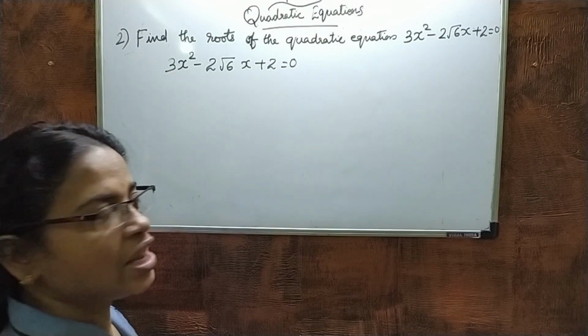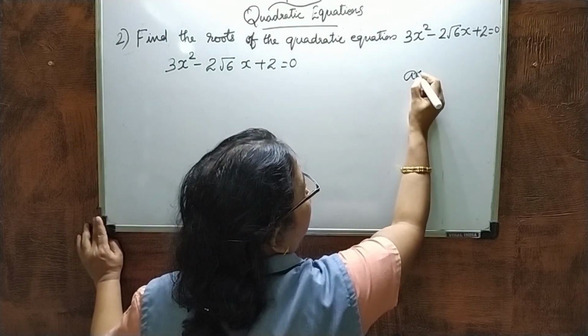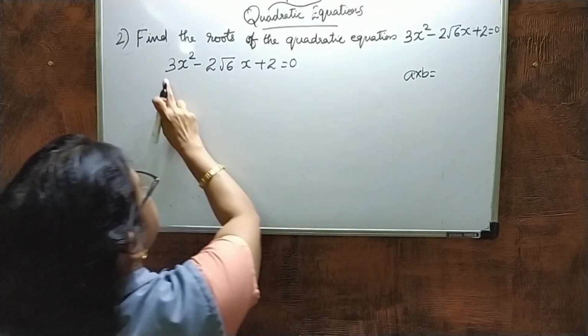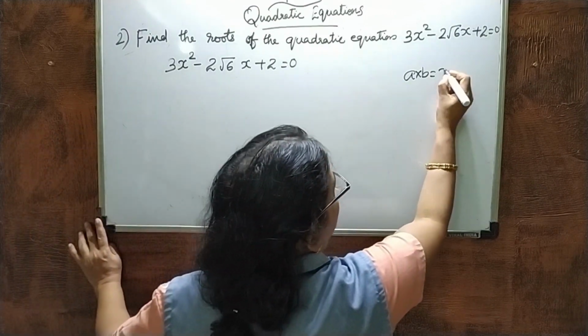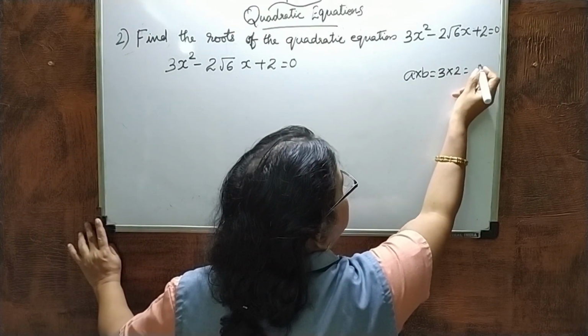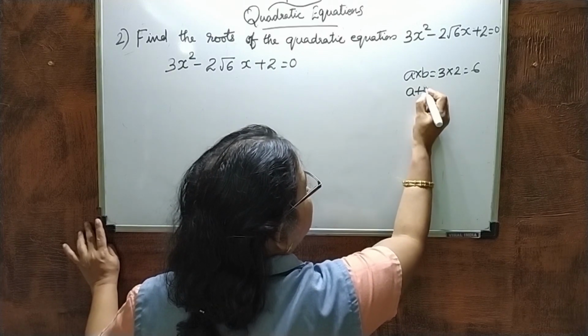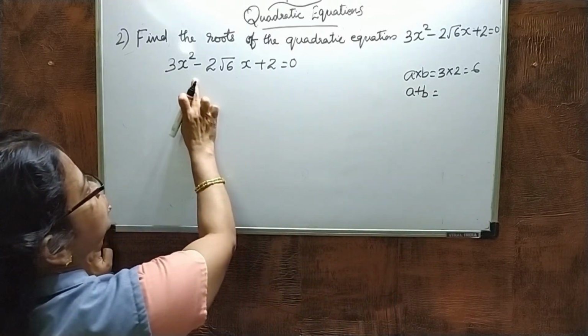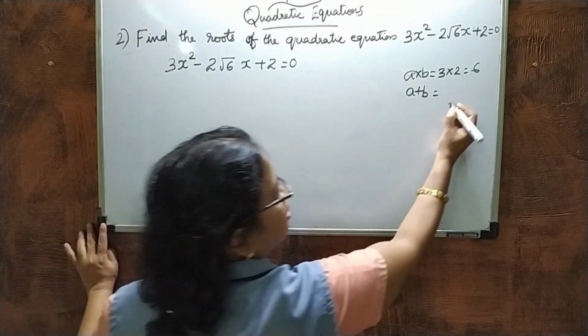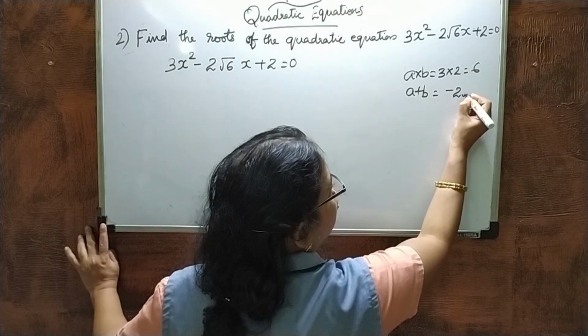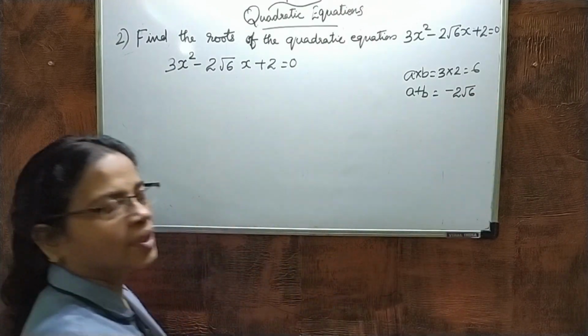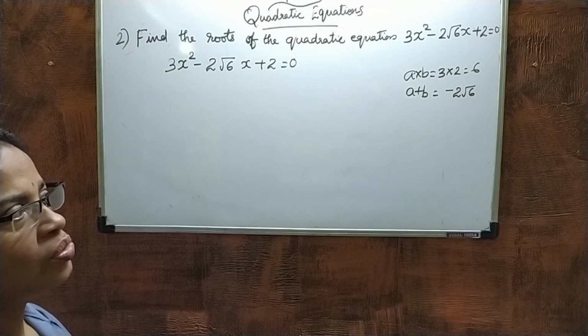a into b and a plus b. a into b, what is a into b? It is 3 into 2. 3 into 2 is 6. What about a plus b? a plus b is equal to negative 2 root 6. Now what are you going to do?